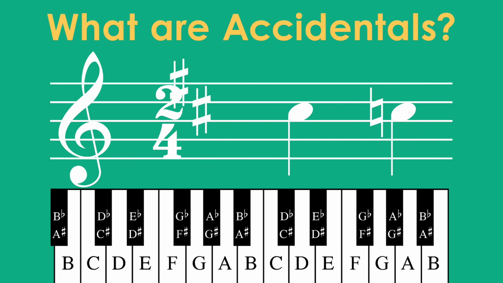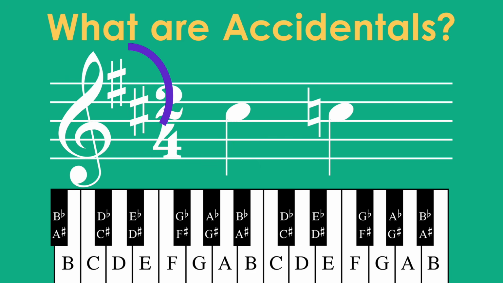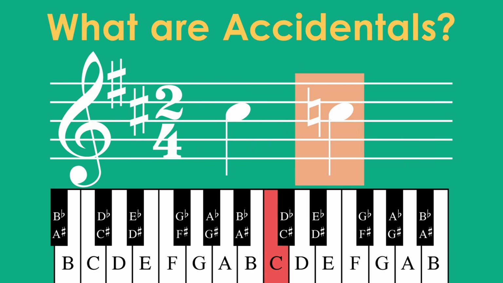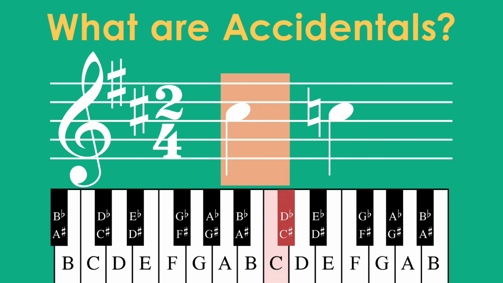And last but not least, here we have an example where the key signature has two sharps, F sharp and C sharp. Then we have two notes, and the second one has a natural sign on it. So the first note is C sharp because it has a sharp in the key signature. And the second note is C natural because it has a natural sign on it.